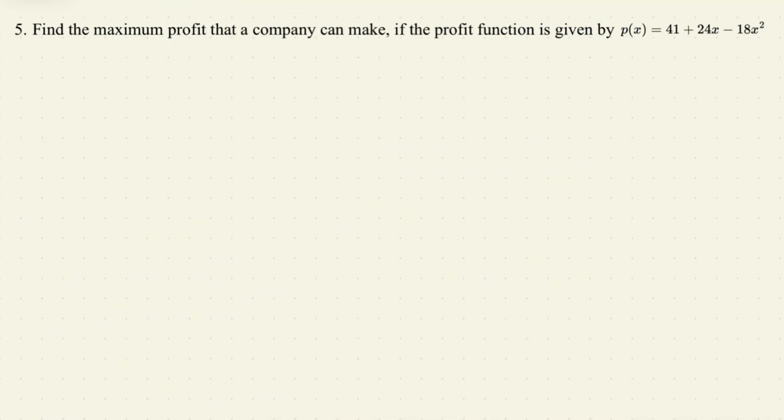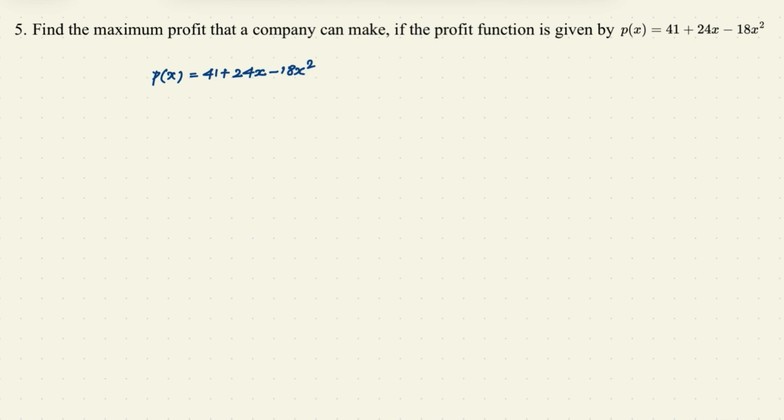Question 5. Find the maximum profit that a company can make if the profit function is given by p(x) = 41 + 24x - 18x². So we have to maximize the profit. That means we have to maximize the given function. So my given function is p(x) = 41 + 24x - 18x².